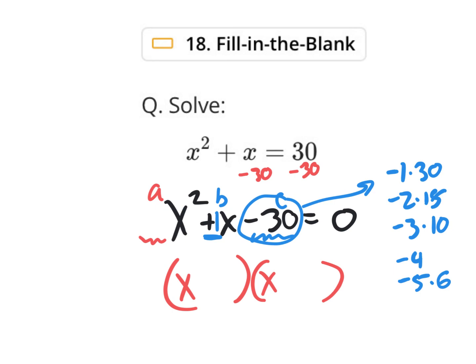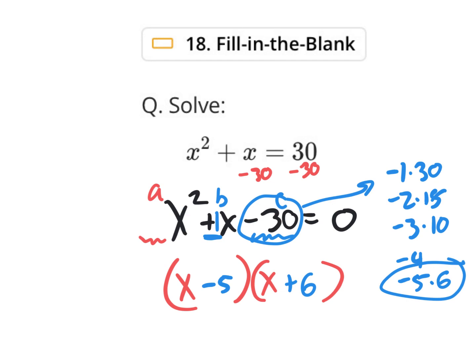So which pair of numbers combines together to give us the b value of 1? That's 6 plus negative 5, or negative 5 plus 6. That'll give us a positive 1. So this is the correct pair of numbers that we want. You don't change any signs, just bring it down, a negative 5 and a positive 6. And this is your factored form of this quadratic trinomial.